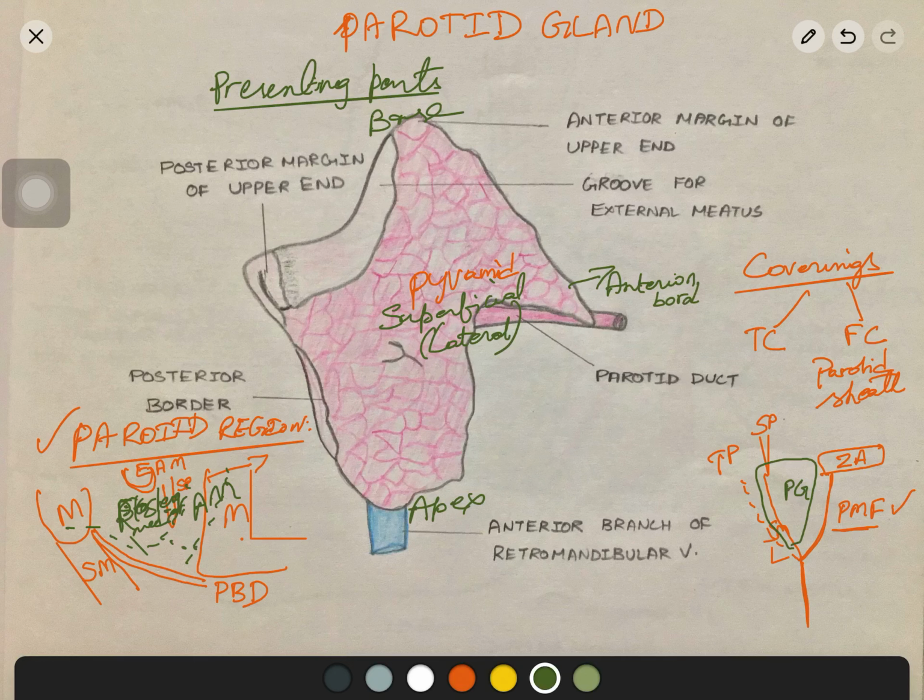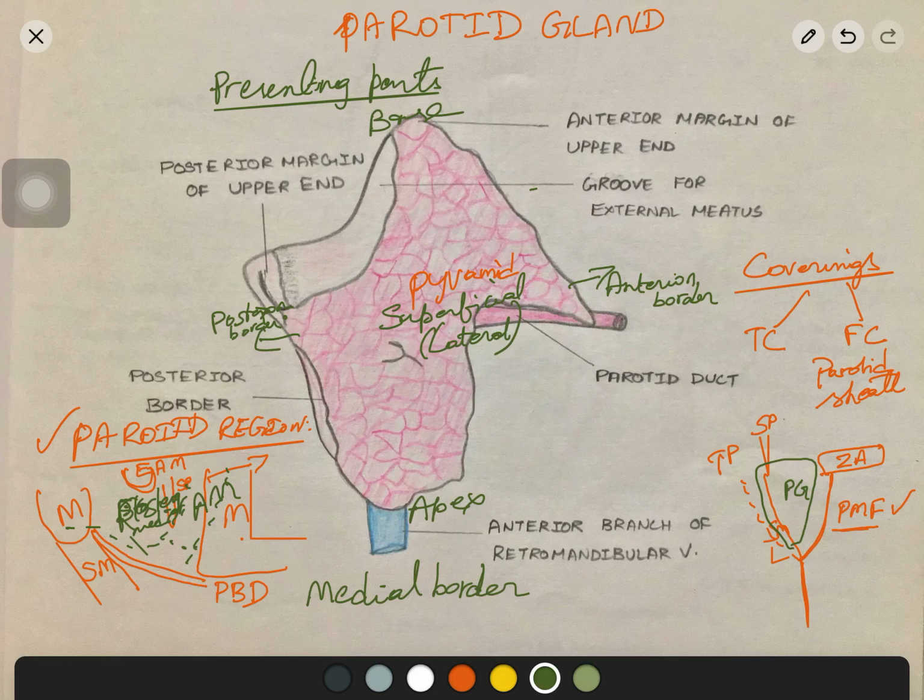Three borders are there. So this is the anterior border. The anterior border separates the superficial from the anteromedial surface. So you have to think the anteromedial surface is deeper to this. Then the posterior border separates the superficial surface from the posteromedial surface. Then the border between the anteromedial and posteromedial surface will be called the medial border.